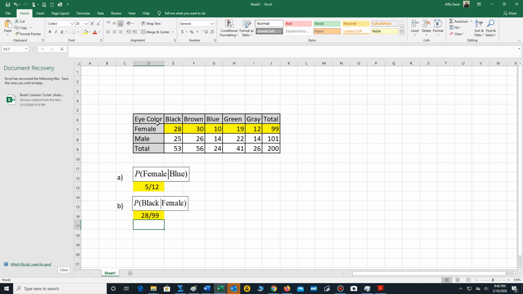Just remember, when you're working with conditional probabilities, you always highlight the row or column that contains the condition, and then find the cell that has the numerator, or the event you're looking for.